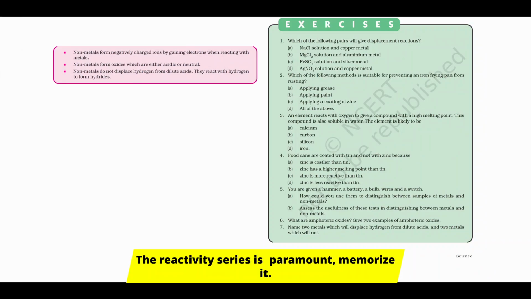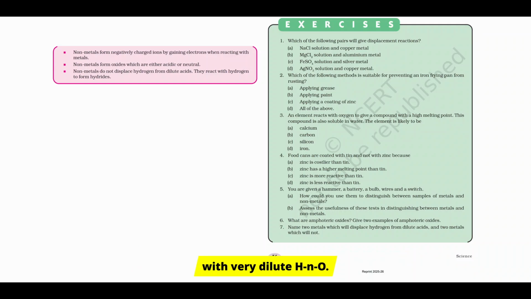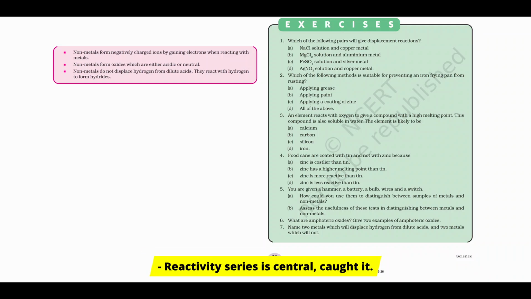The reactivity series is paramount. Memorize it. It predicts reactions with O, acids, and displacement reactions. Metals above H displace H from dilute acids, except HNO3, unless it's Mg and Mn with very dilute HNO3. Higher metals displace lower metals from salts. Reactivity series is central. Got it.